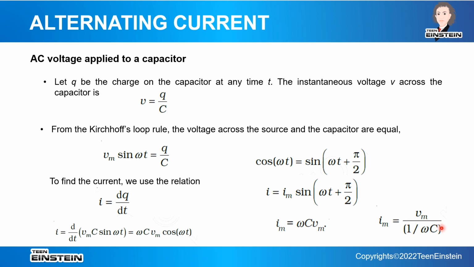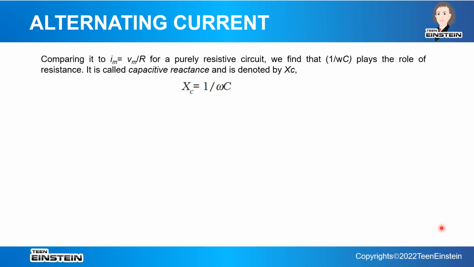When we compare this with Im equal to Vm by R, instead of R we have 1 by omega C, which is denoted as capacitive reactance. This is the resistance that a capacitor is giving to the circuit because of this alternating voltage. That equivalent resistance is called capacitive reactance, which is Xc equal to 1 by omega C. Now if you substitute this in the amplitude of the current, it becomes Im equal to Vm by Xc.